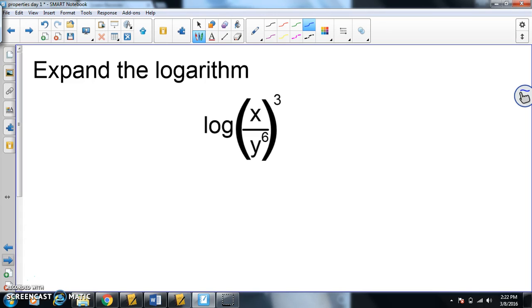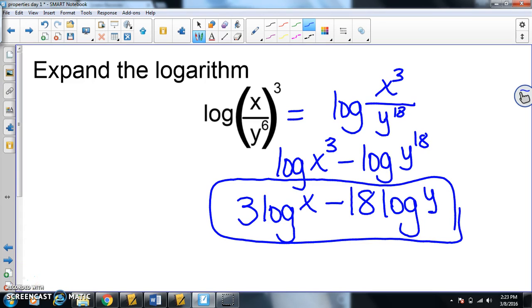Try this one on your own. I first distributed my power to both my numerator and my denominator of my log. So I got log of x to the 3rd over y to the 18th. This division told me that I would be subtracting when I split up my log into 2 logs. So I have log base 10 of x to the 3rd minus log base 10 y to the 18th. And since I had exponents in my logs, I moved them to the front, and I rewrote my answer as 3 log of x minus 18 log of y.